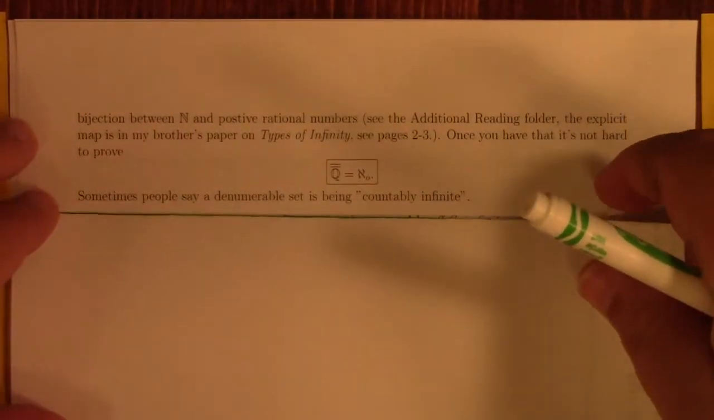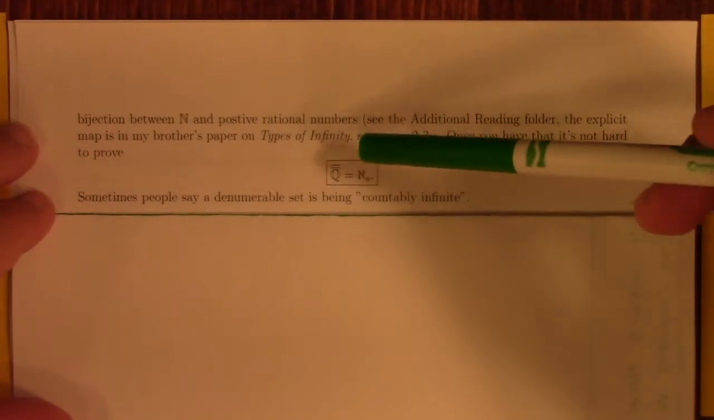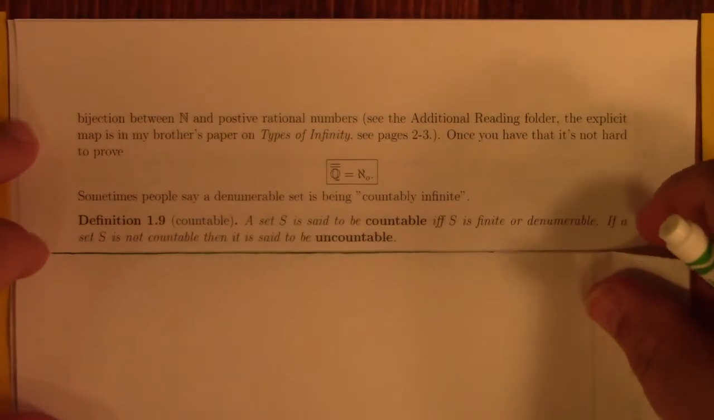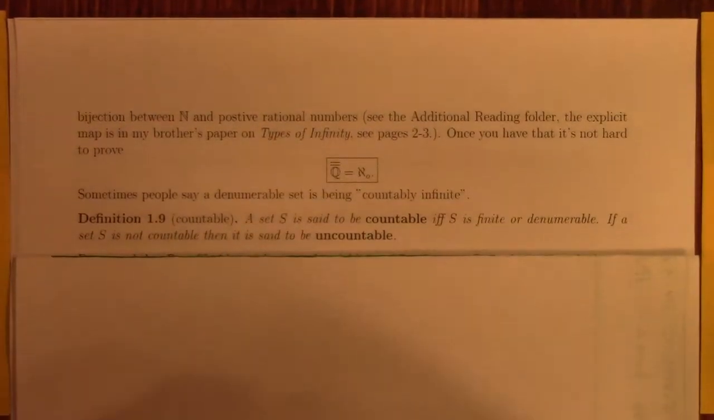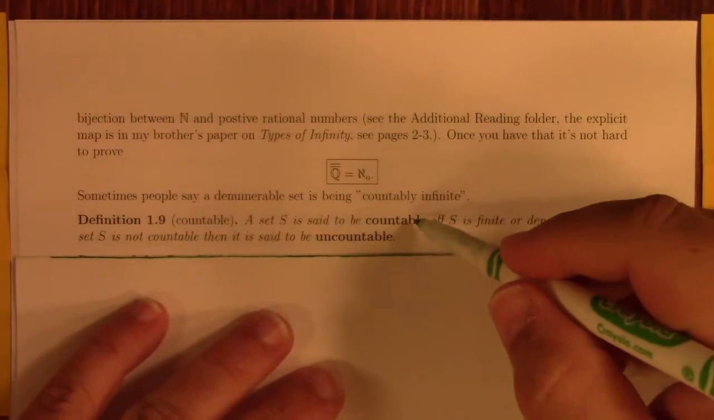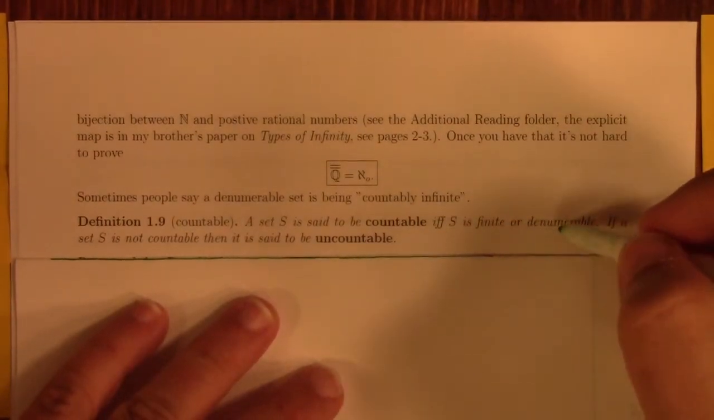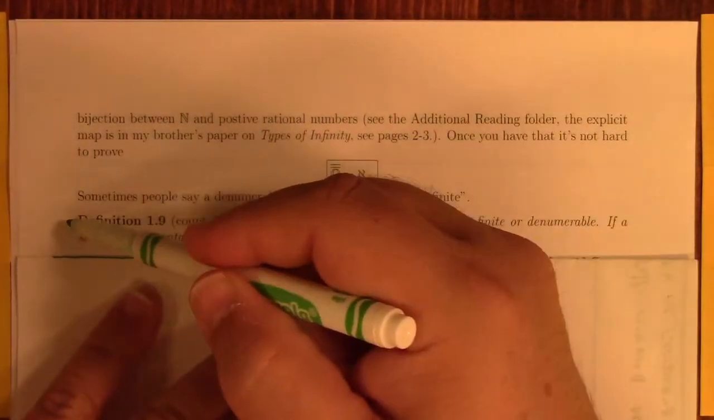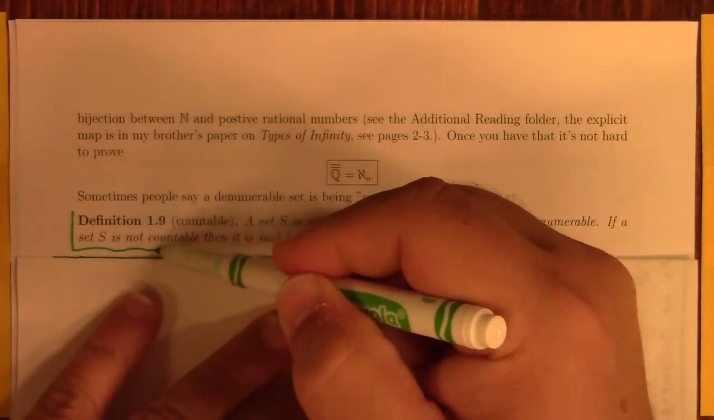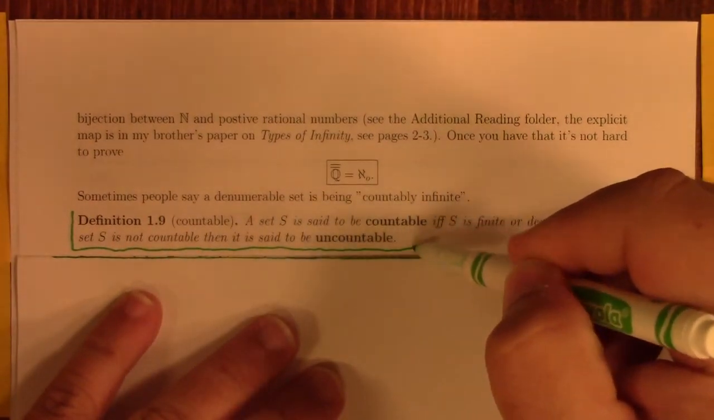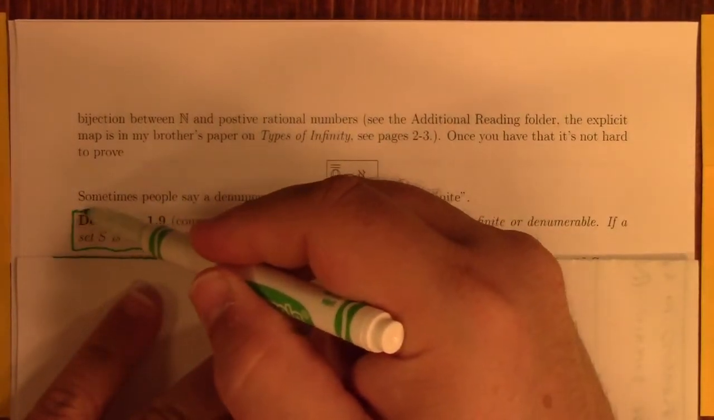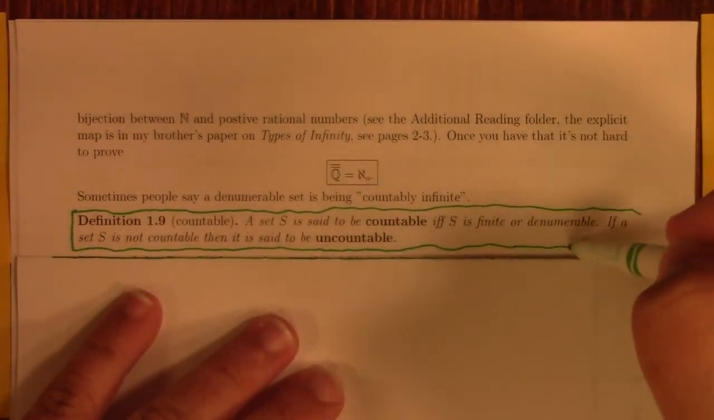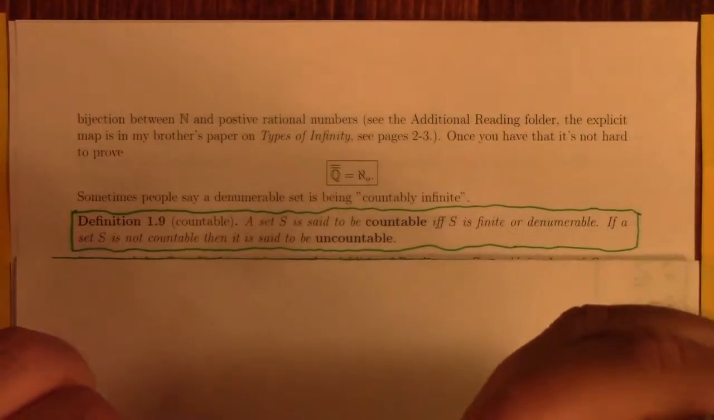So in other words, the rational numbers are denumerable. They are countably infinite, you could say. And so here's another definition. A set S is said to be countable if it's finite or denumerable. If a set is not countable, it's said to be uncountable. So countable includes the case that it's denumerable, in other words, that it's the same size, let's say cardinality, as the natural numbers, or it's finite.